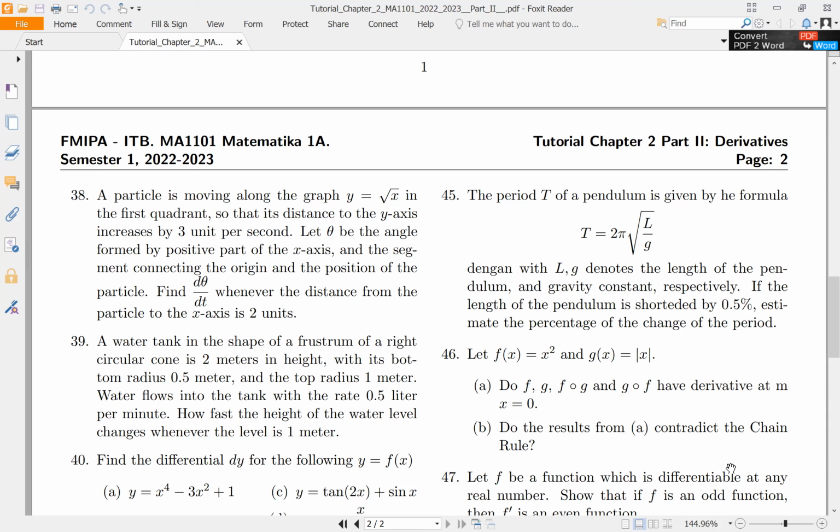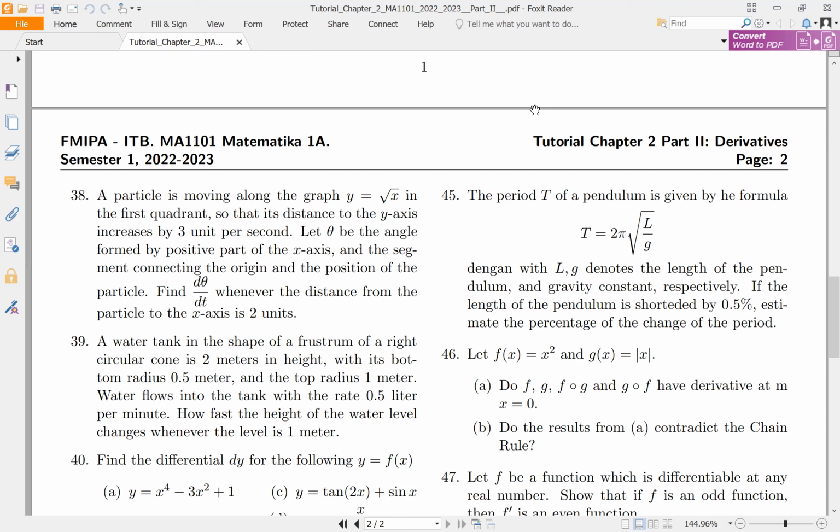Okay, so let us consider number 38. Number 38: a particle is moving along the graph y equals square root of x in the first quadrant, so that its distance to the y-axis increases by 3 units per second. Suppose that theta is the angle formed by the positive part of the x-axis and the segment containing the origin and the position of the particle. Then the question is, find d theta/dt whenever the distance from the particle to the x-axis is 2 units.